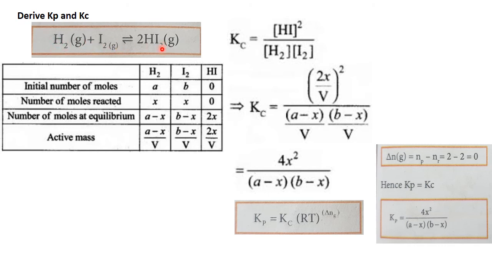The 2 as a subscript will not come. It is given wrongly here, it should be 2HI only. Just strike it off. This 2 as a subscript, just strike it out. H2 plus I2 gives 2HI. Then only the equation will be balanced.